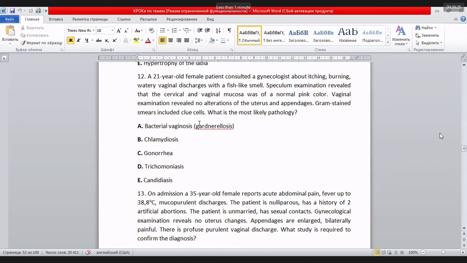Not only Gardnerellas cause bacterial vaginosis. There are other microbes present, Atopobium vaginae, Sneathia, Mobiluncus, Megasphaera, a lot of microbes. That's why bacterial vaginosis, clue cells, fish odor. Remember, it is vaginosis. Sometimes they ask you about the treatment, and it is Dalacin, maybe possible in this case. Metronidazole.